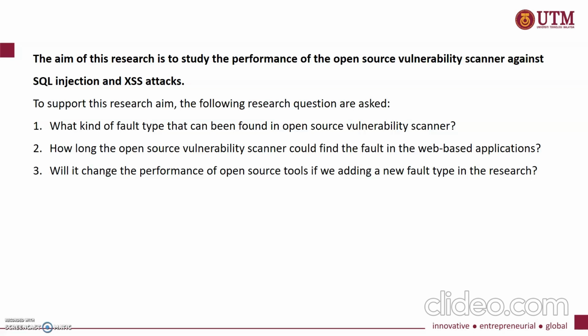So when the vulnerabilities don't match with the criteria, one of the vulnerabilities from the criteria will be injected to the web application, and the scanner will check it again to see if the vulnerabilities can be found. But before that, the scanner will be modified to add some criteria that have been decided.